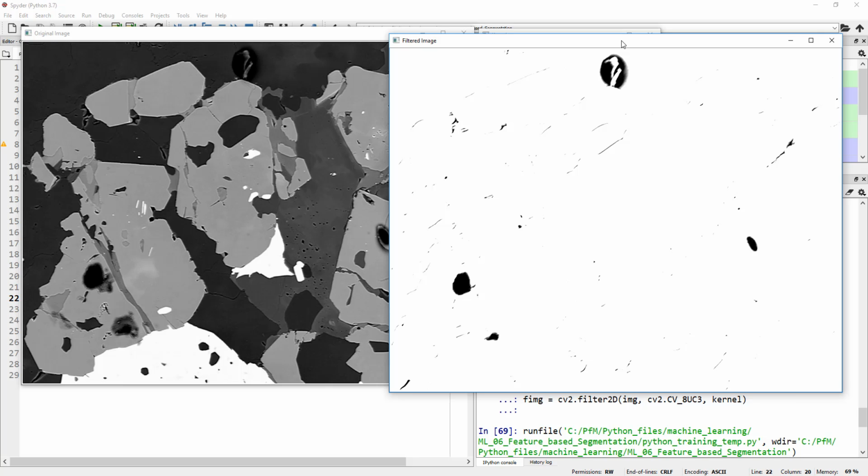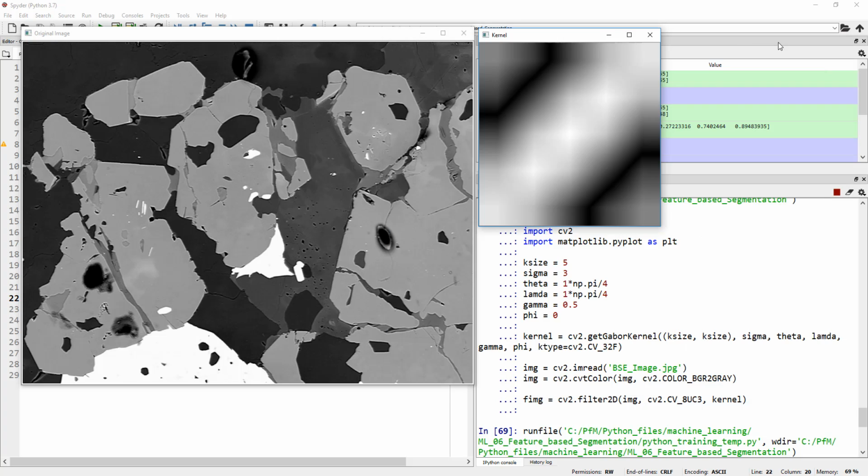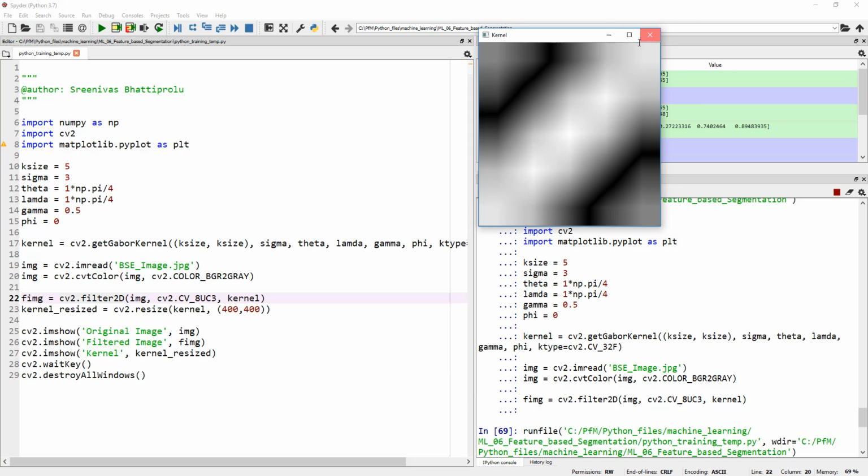So underwhelming, right? After all that buildup, after all that I mentioned about Gabor, this is what I'm showing you. This is not cool. Let's use a different image so I can show you the effect of these Gabor filters, which makes us understand this image a bit better.